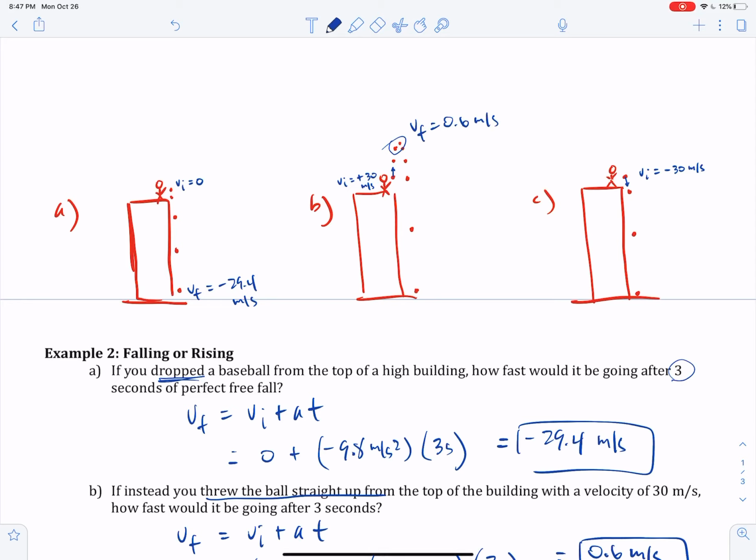How do I know that the ball is still rising? Because this is a positive number. If the ball had passed the peak and was starting to fall down, I would have gotten a negative number.